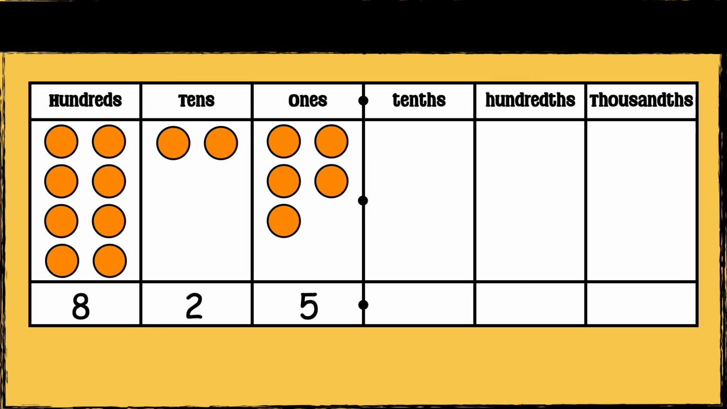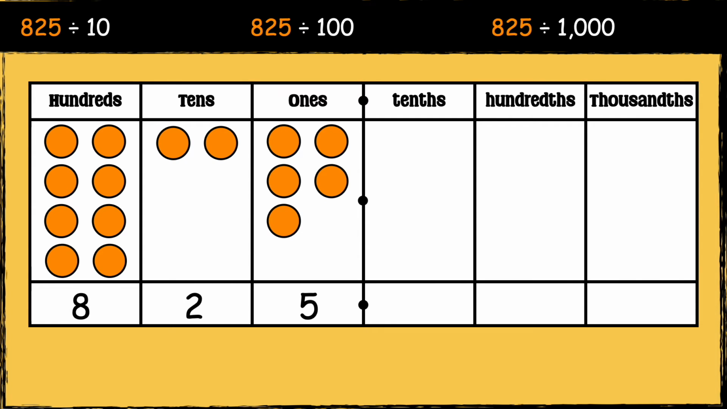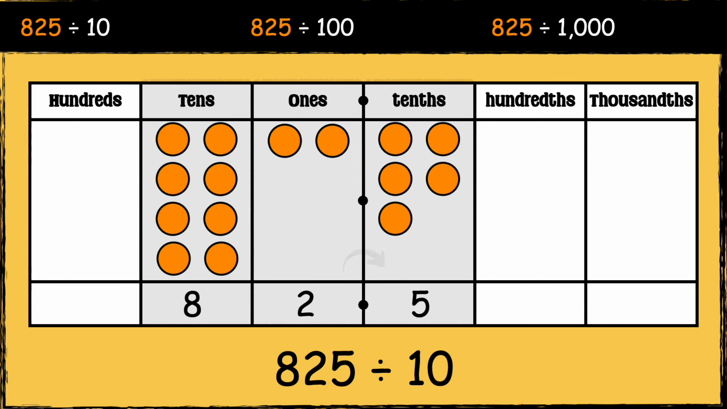Here's the next example. We're going to divide 825 by 10, 100 and 1000. Let's start by dividing it by 10. When we divide numbers by 10, the digits move one place to the right. So 825 becomes 82 and 5 tenths. So the answer is 82.5.